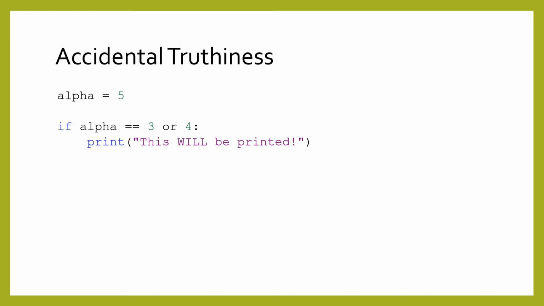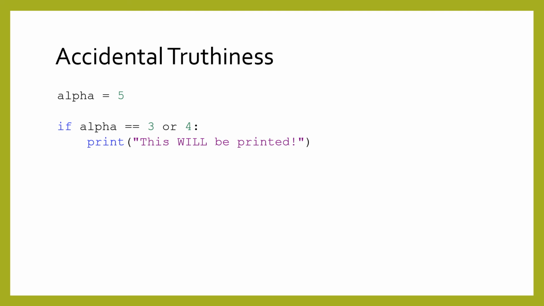One of the reasons why understanding truthiness is so important is that it opens up an entire new set of mistakes. The example program shown here demonstrates one of those mistakes. If you read over the code out loud, you would probably expect the condition to evaluate to false and the print statement to not be executed. The variable alpha holds the value 5, which is not equal to 3 or 4.